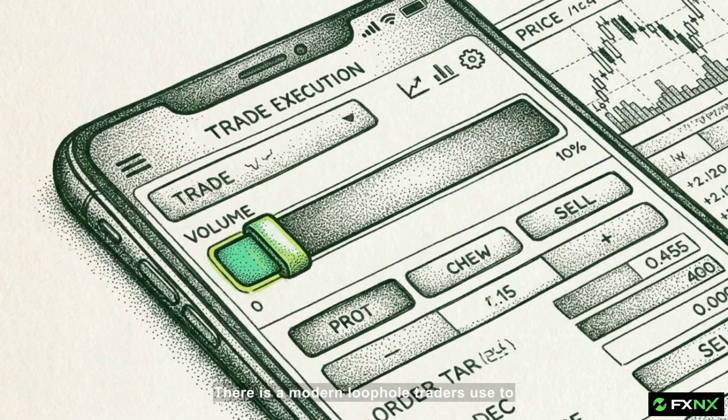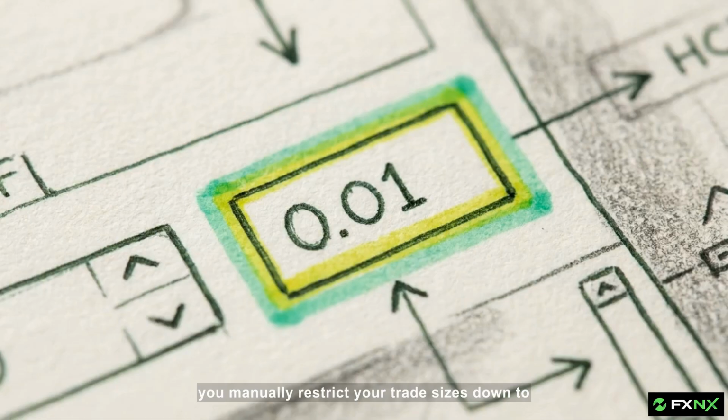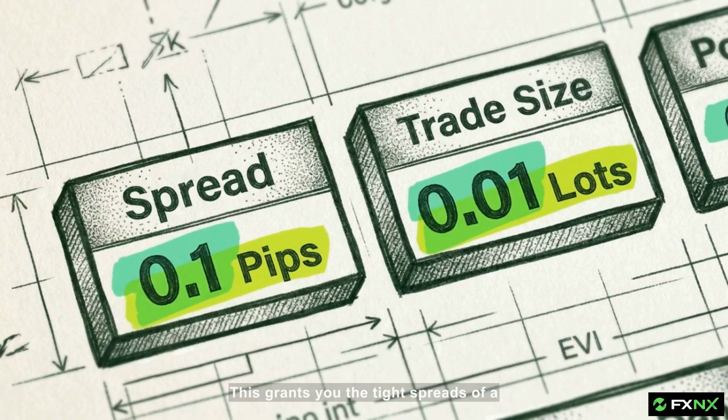There is a modern loophole traders use to access premium features without massive capital: fractional trading. You open a high-tier standard account, but you manually restrict your trade sizes down to fractional lots, like 0.01. This grants you the tight spreads of a standard account while maintaining the financial safety of micro-level risk.